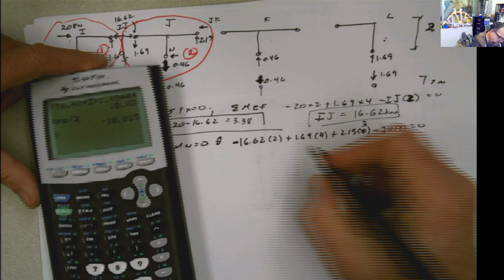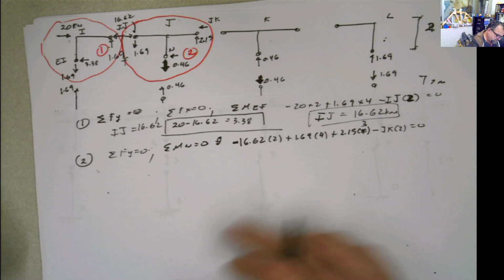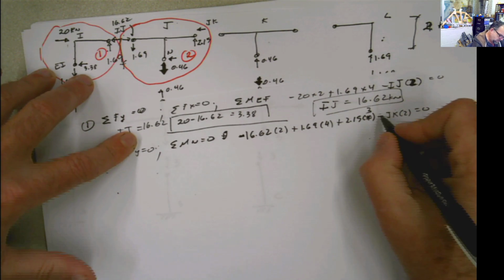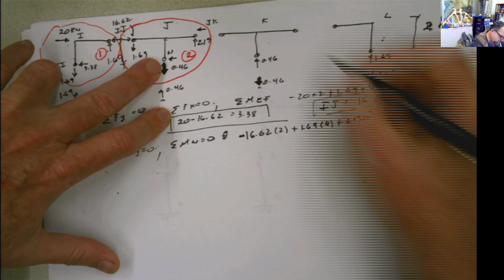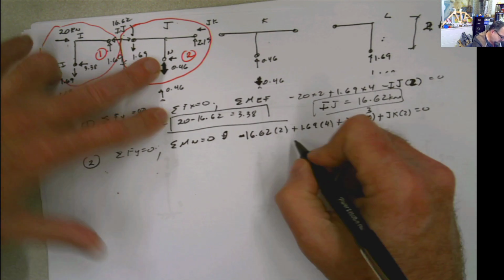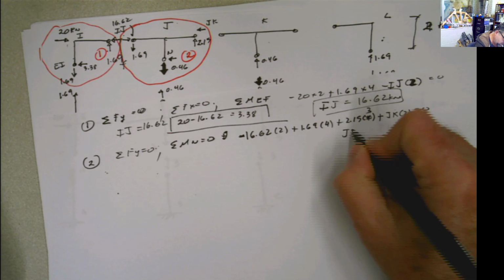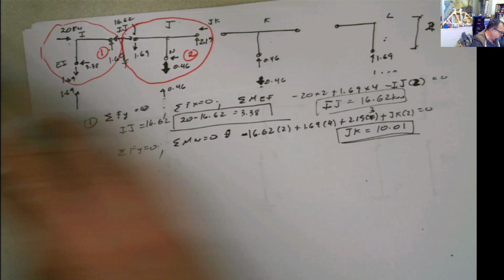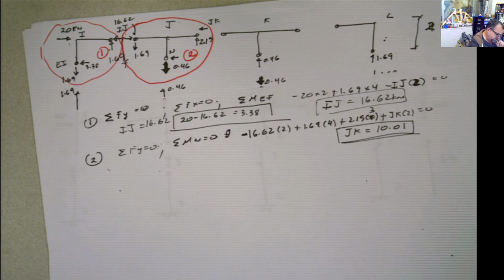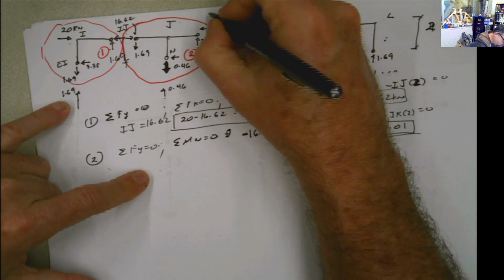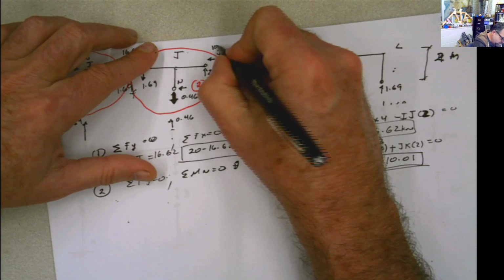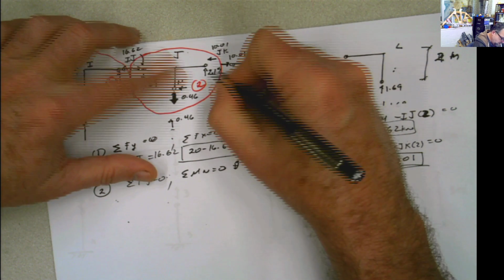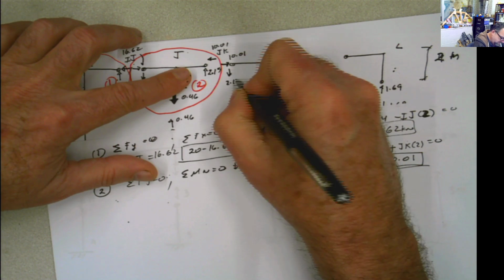That's going to be 10.0, and I don't even know why I put this negative because it's supposed to be positive. So it's going to be 10.01. That's the value for that one there, meaning this is 10.01. And this one in this direction is going to be also 10.01. And this one in this direction is going to be 2.15.